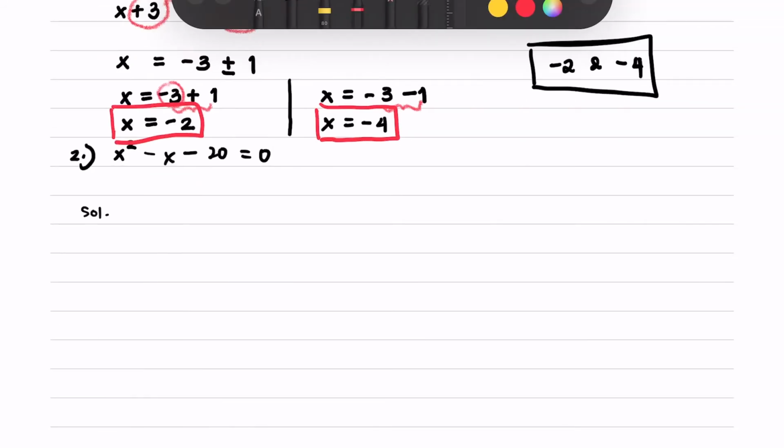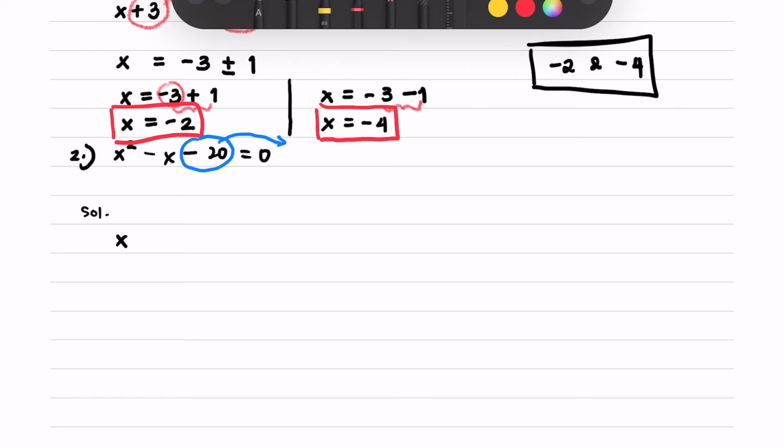Now, let's have example number 2. Similar din to sa ating example sa factoring. So, let's have number 2. So, ang first thing na gagawin natin is we're going to isolate the constant term. So, isolate natin yan. Transpose natin sa kabilang side.